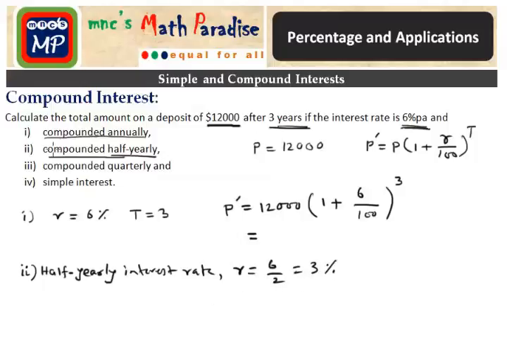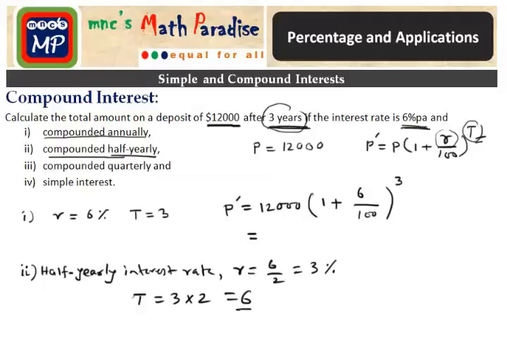So 6 divided by 2, that is 3%, will be the half yearly interest rate. Once we are compounding on a half yearly basis, the number of time periods will not be 3, because the interest compounds in every period, and T is the number of those kinds of periods. So here the interest compounds half yearly. So T will be how many half yearly periods are there in 3 years. So T will be 3 times 2, that is 6. There are 6 half yearly periods in 3 years.